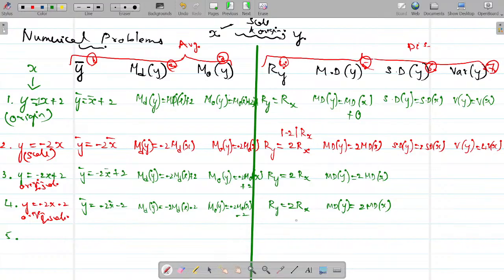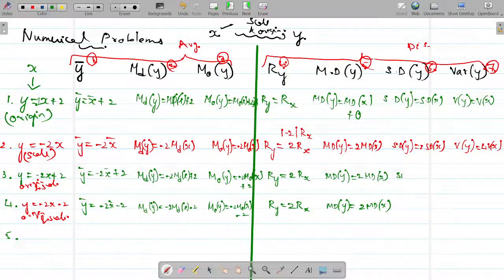Next. Standard deviation of y is equal to 2 into standard deviation of x. The last case, quite important. Variance of y is equal to 4 into variance of x. And here, variance of y is equal to 4 into variance of x. Hope it is clear. Now, fifth case.